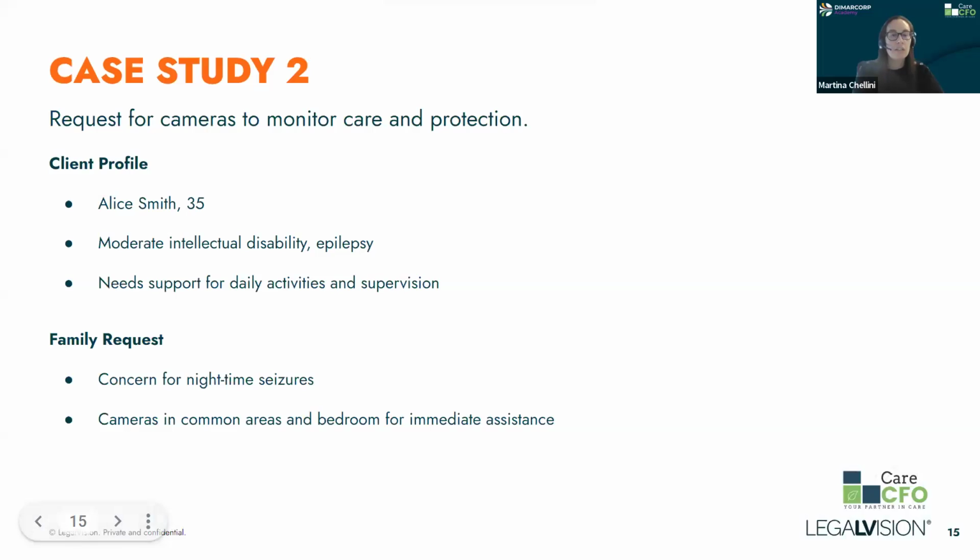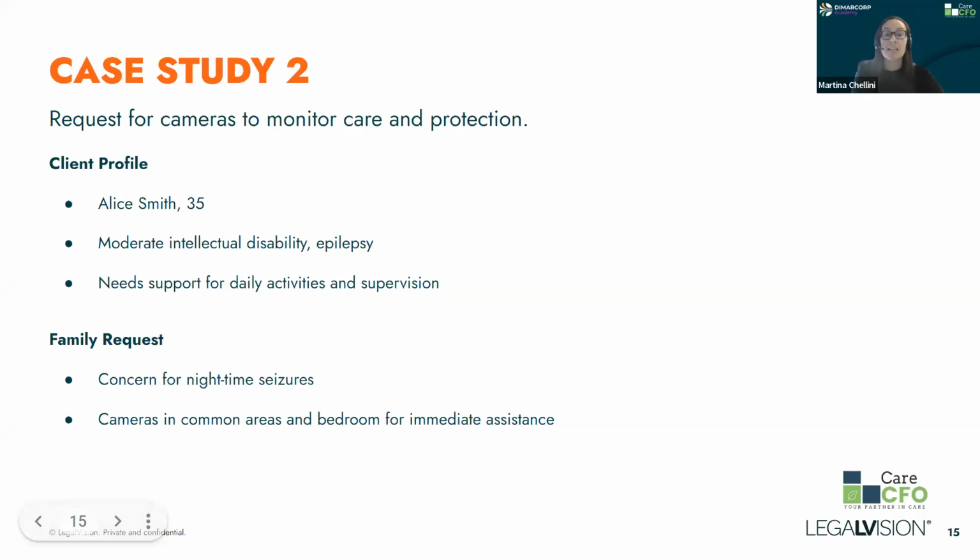So reflecting on this case study of John, think about what type of restrictive practices were evident. Did you get physical restraint and environmental restraint? If so, you were spot on. So next, now we have another case study.